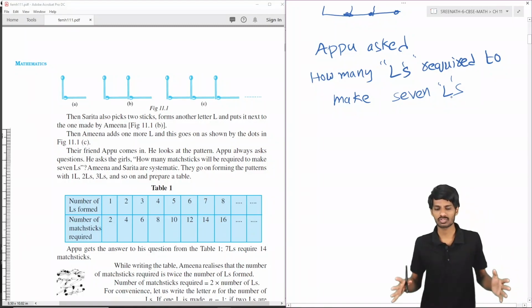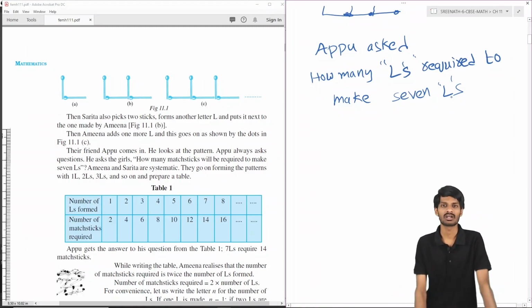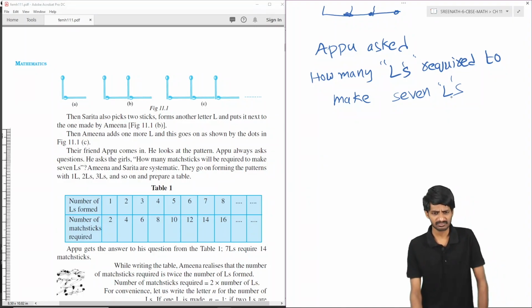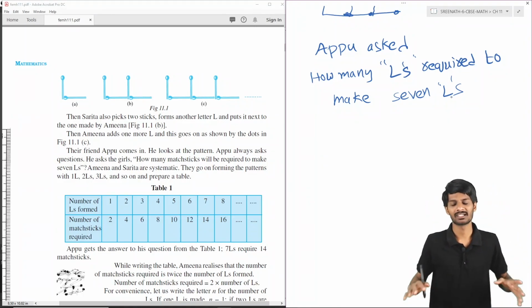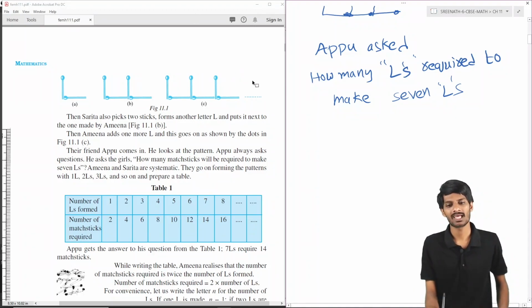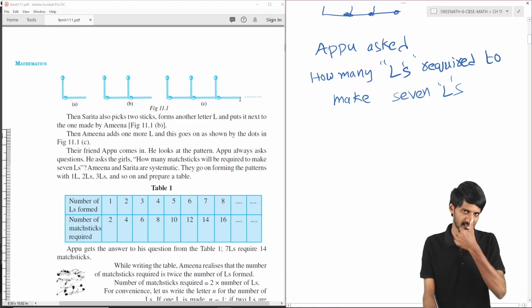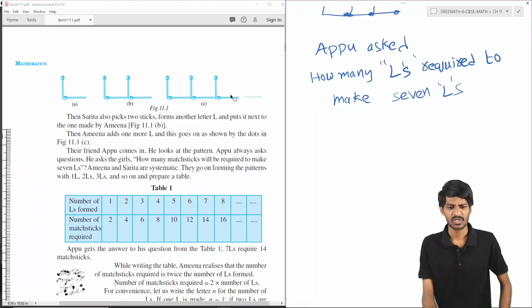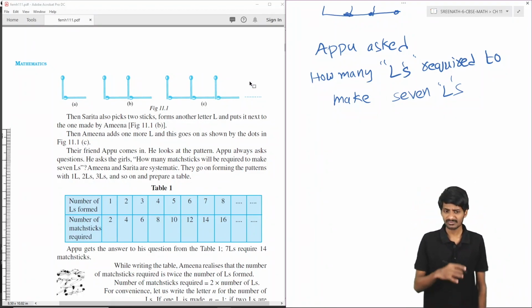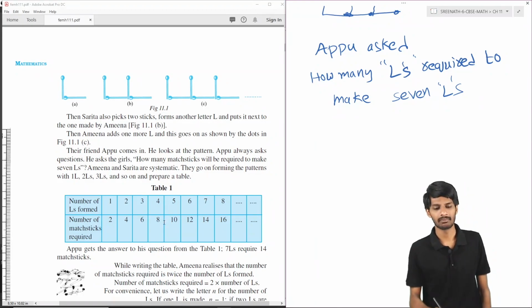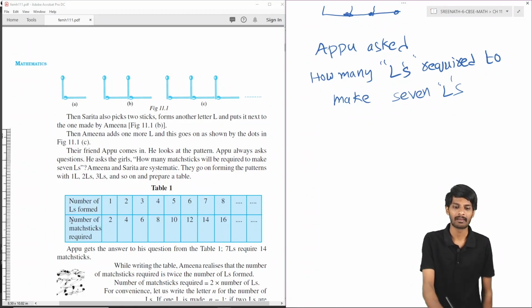Suddenly all of them start thinking. Amina and Sarita are systematic. They are adding more matchsticks to make more L's in the previous way. They have already completed 3 L's, and now they have added 4, 5, 6, like that. After that they have prepared a table, in which the number of L's formed is in one column and the number of matchsticks required to form those L's is in the other.